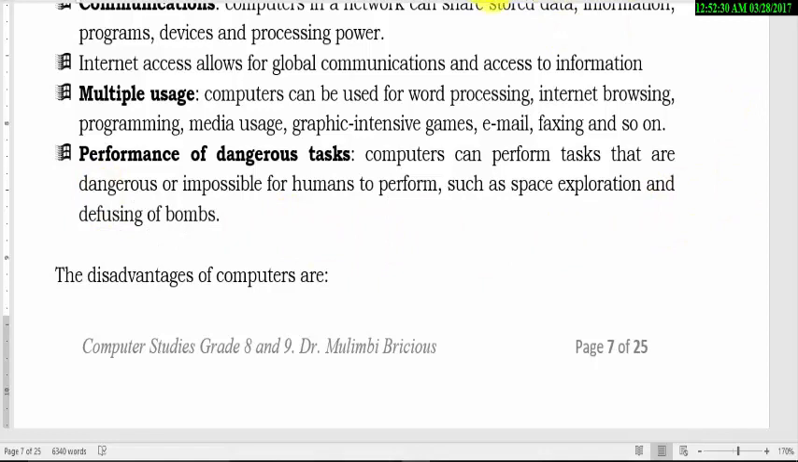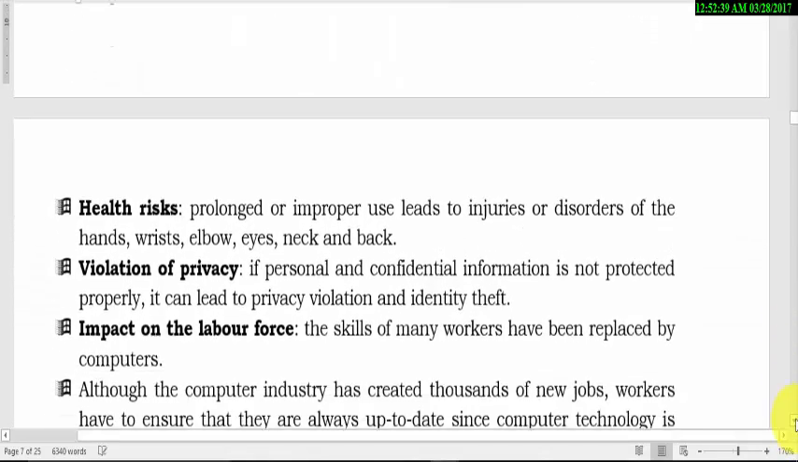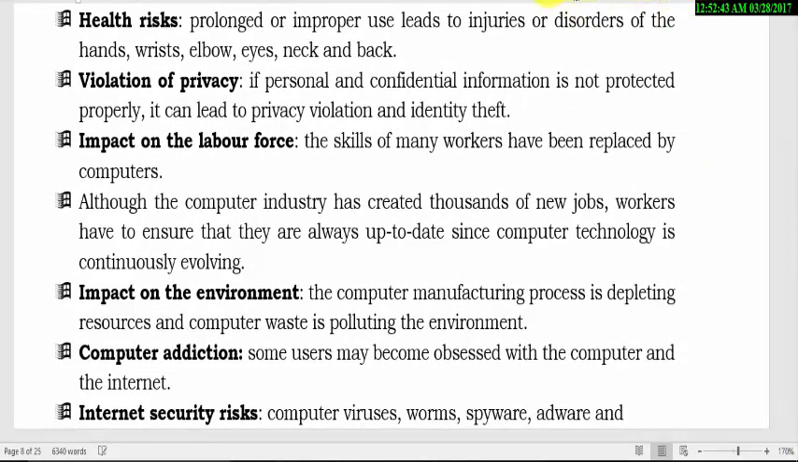Thank you very much, students. So that is about the advantages of a computer. Now we are going to look at the disadvantages of computers. Let me just get my pen there for highlighting. So the first one is health risks.